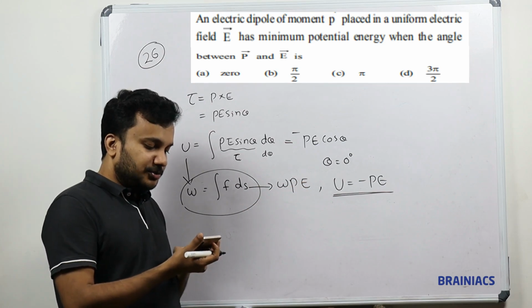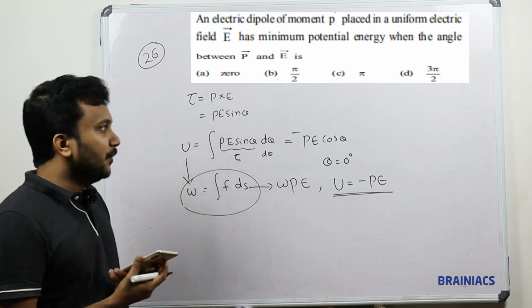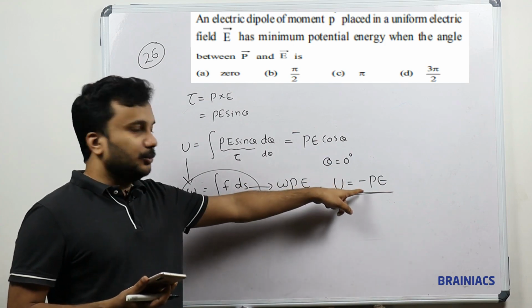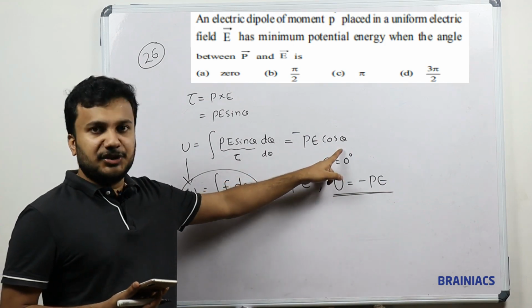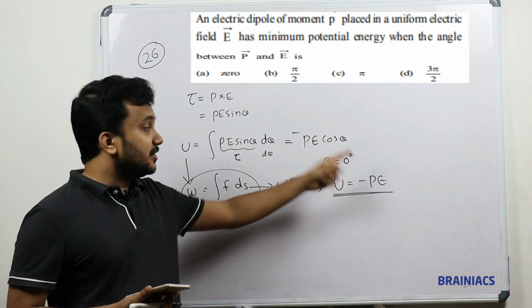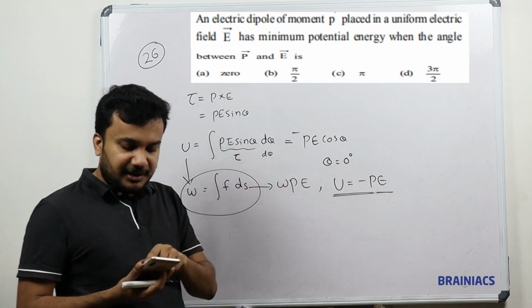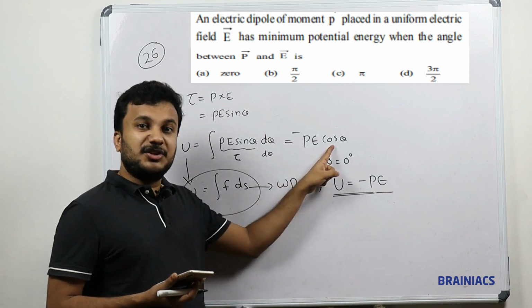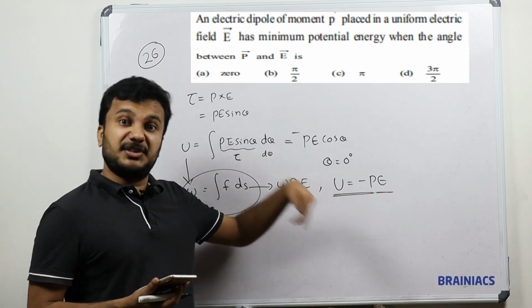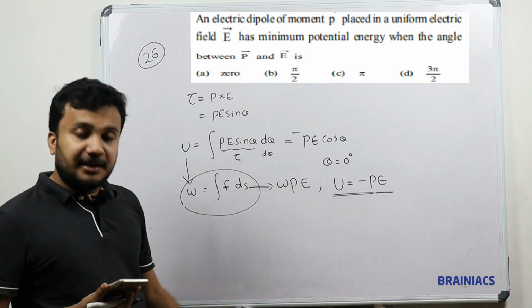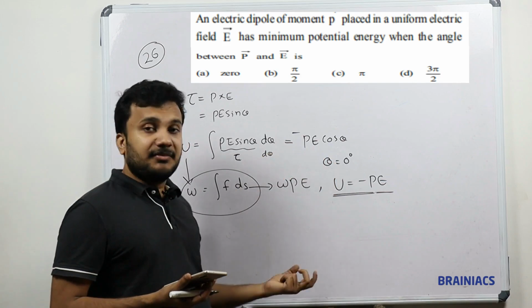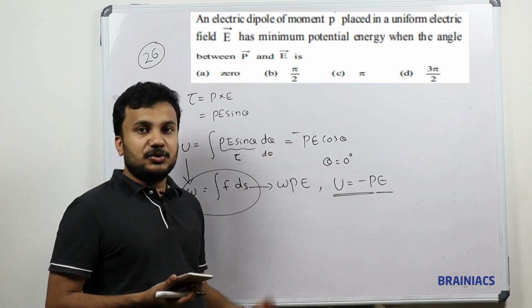So if you look into the options, theta equal to 0 is the right answer. Option B is pi by 2. If you substitute pi by 2 here, you will get 0. 0 is greater than minus PE, right? Option C is pi. If you substitute, cos pi means minus 1, so you will get plus PE, which is also greater. And again 3 pi by 2, that value is also greater. So the minimum value you will always get is when theta equal to 0 degree.